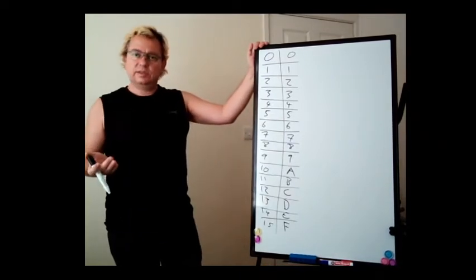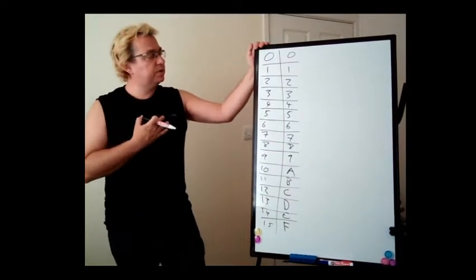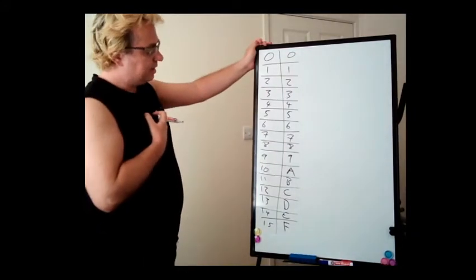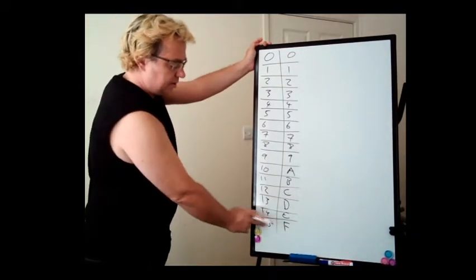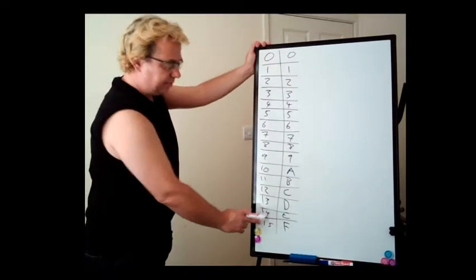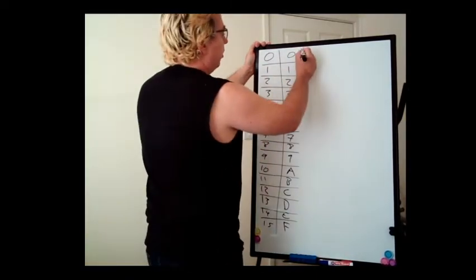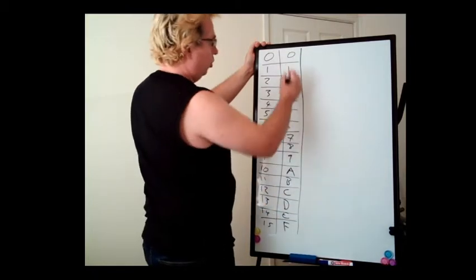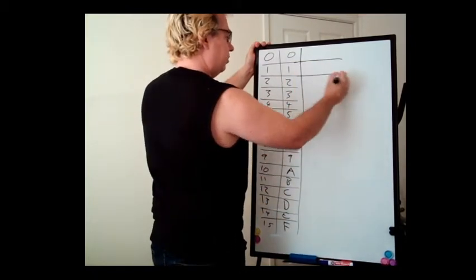What this does for us as computer scientists is give us characters, F which can represent the number 15, rather than what we'd see in binary.